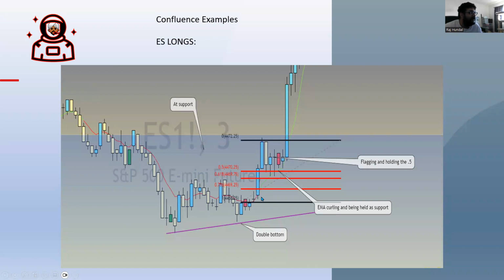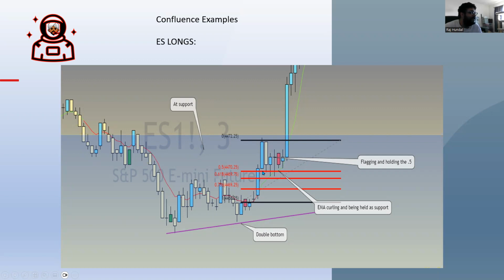That means the 21 or 20 is now crossed under the 8 EMA, signifying a bullish trend. When the EMAs are stacked under your candlesticks, that's bullish. So that's 1, 2, 3, 4, 5. That's 5 levels of confluence supporting these ES longs, right?